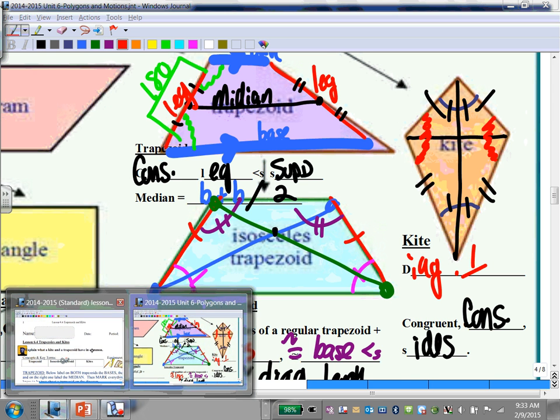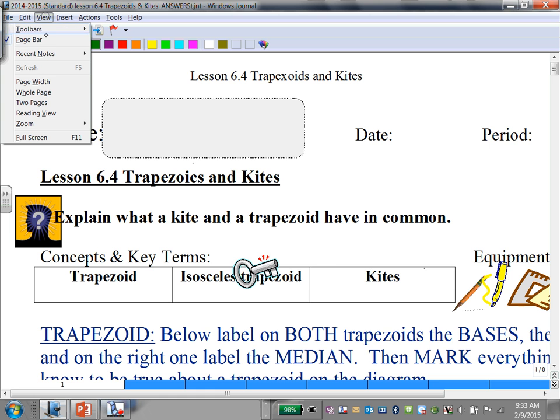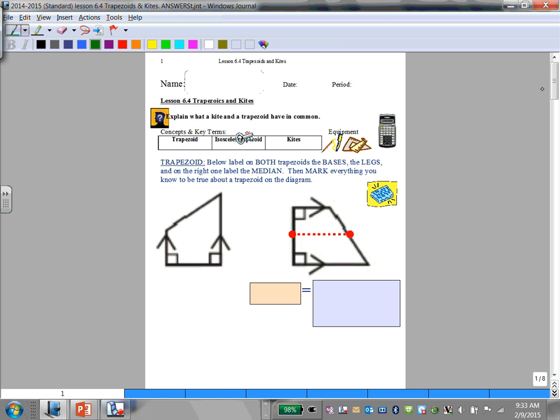Ready? Go to today's lesson. On the left and the right, I'd like you to read the instructions. First off, I want you to label the legs and the bases for both of them. And then label anything you know to be true. Go.